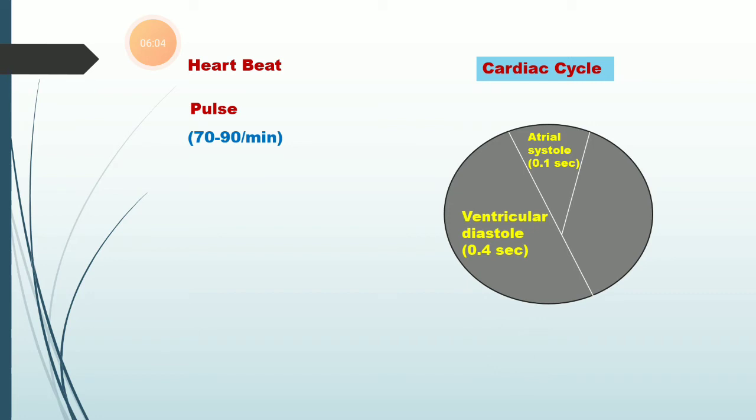Next, ventricular diastole. Relaxation of ventricles, 0.4 second. Ventricular systole. Contraction of ventricles, 0.3 second. Together, 0.8 second, one cardiac cycle. Next, heart sound. The heart has two sounds. One is lub, another is dub. Lub is a longer sound, dub is a shorter sound.